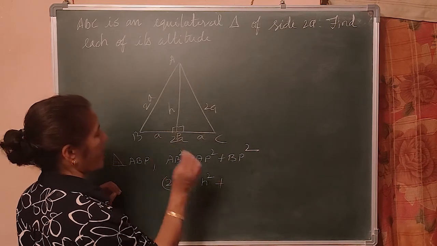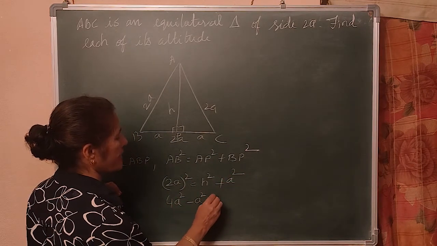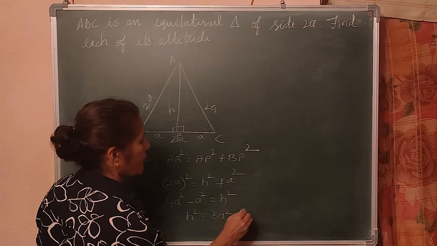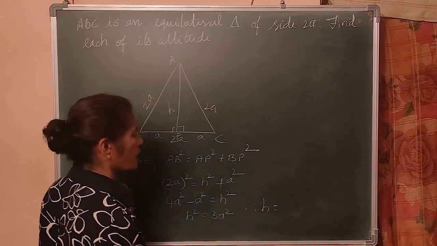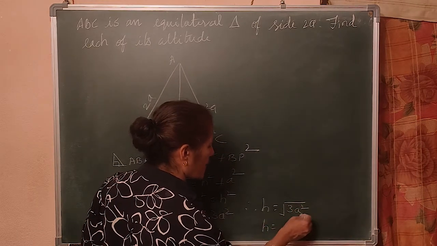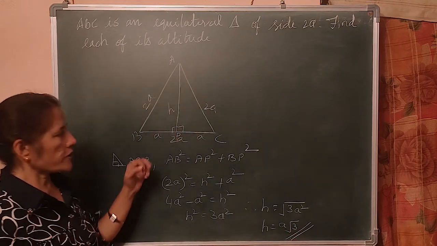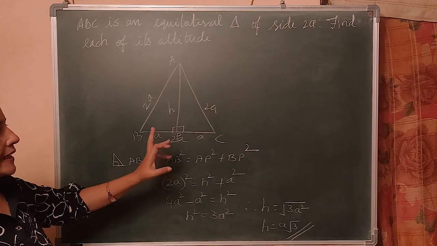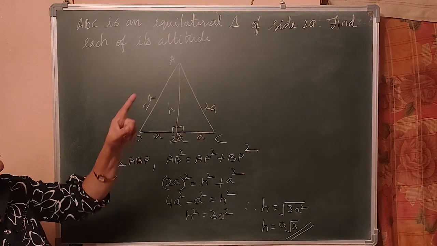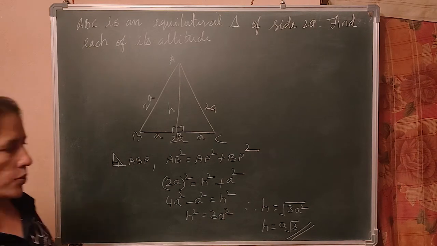Half of 2A is A, so A square. So 4A square minus A square is equal to h square. So h square is equal to how much? 3A square. Therefore, altitude h is equal to square root of 3A square, which is A square root of 3. That is the answer. Take this as 90, right angle triangle. Similarly, all h will be equal in the equilateral triangle. So measure of each altitude is A square root of 3. Let us move on to the next one.